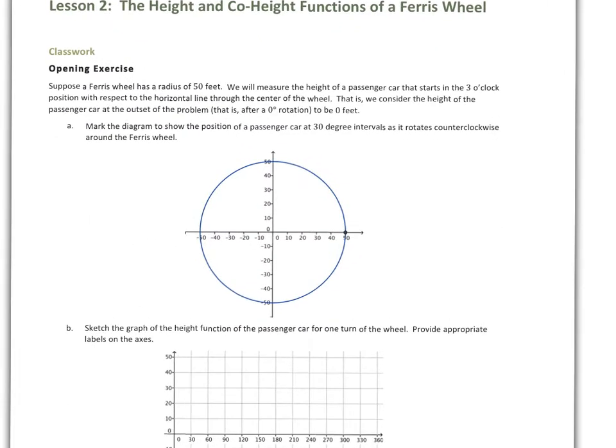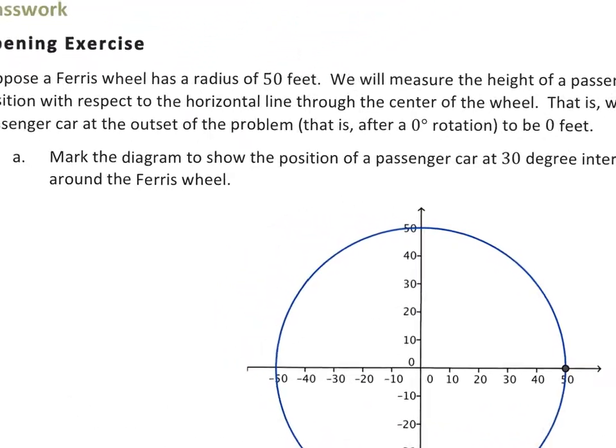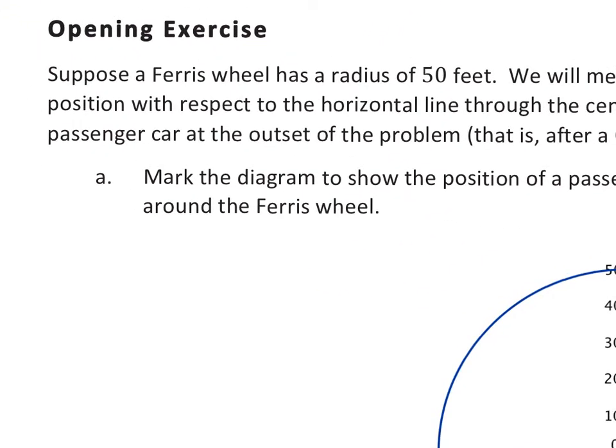Starting off here with the opening exercise. The height and co-height functions of a Ferris wheel. We've done the height already. Today we are doing the co-height. And this says, for the opening exercise, suppose a Ferris wheel has a radius of 50 feet.